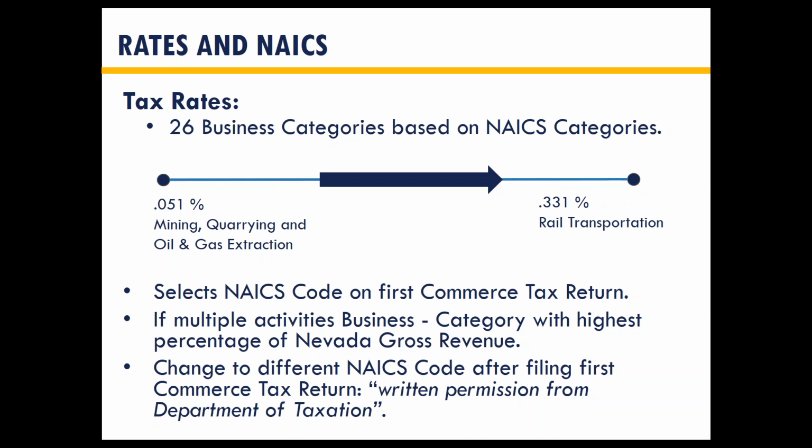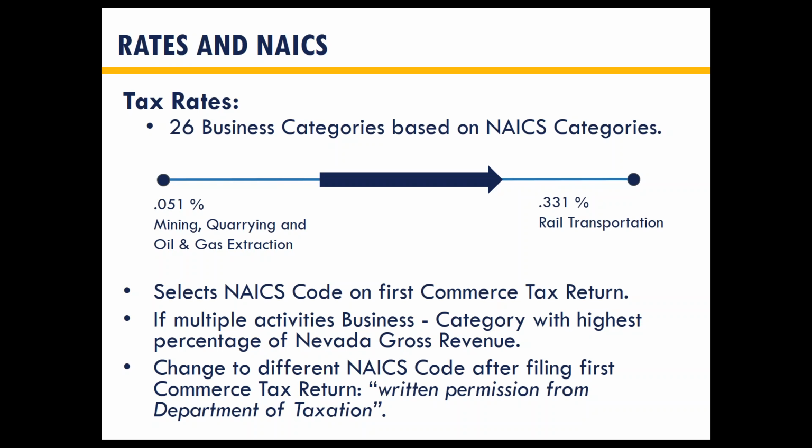When the commerce tax was first passed, there were a lot of administrative issues with how to know what your NAICS code is. So basically taxpayers were informed to select their NAICS code on their first commerce tax return. Anybody on this call who needs to register, just know that you will select your NAICS code on the first commerce tax return. If you have multiple revenue streams, you're basically picking the NAICS code from the highest percentage of Nevada gross revenue.